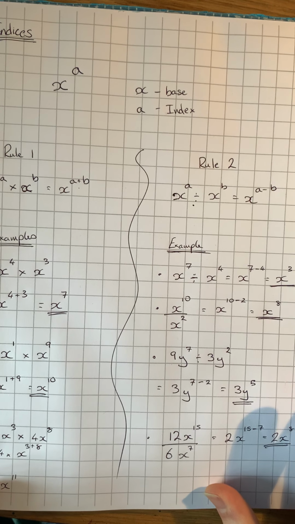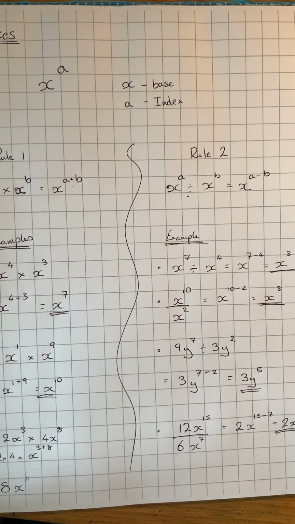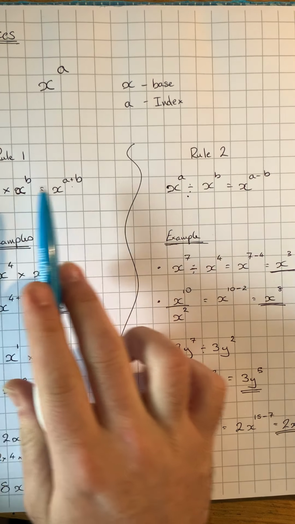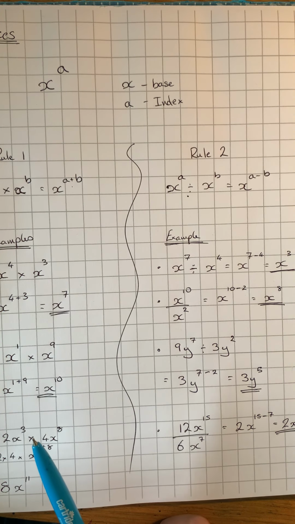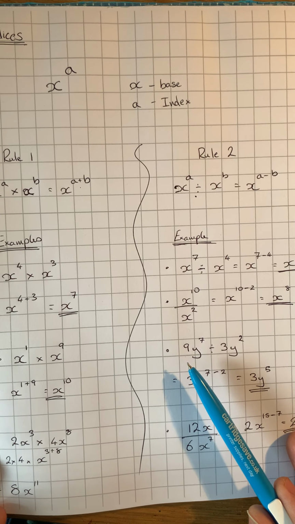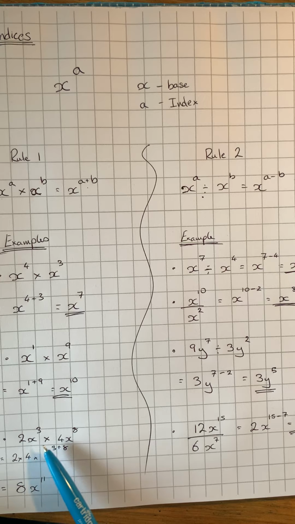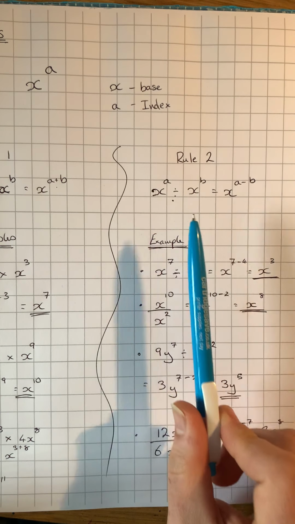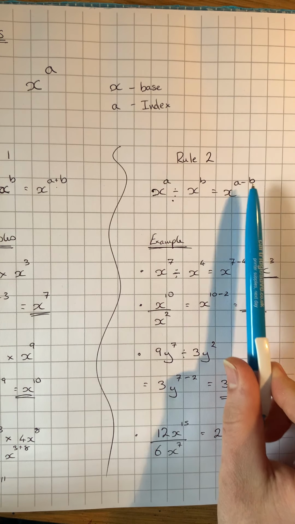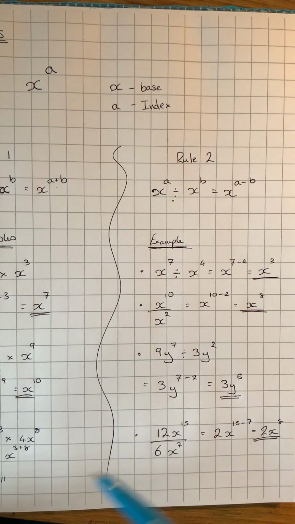So, our two rules for indices, multiplying and dividing. When we multiply them, we add our index powers. If we've got two constant numbers in front of them, we have to multiply them, but we add our indexes. And with dividing, we subtract them, and we have to do the same and keep an eye on our constant numbers that are in front of our bases.